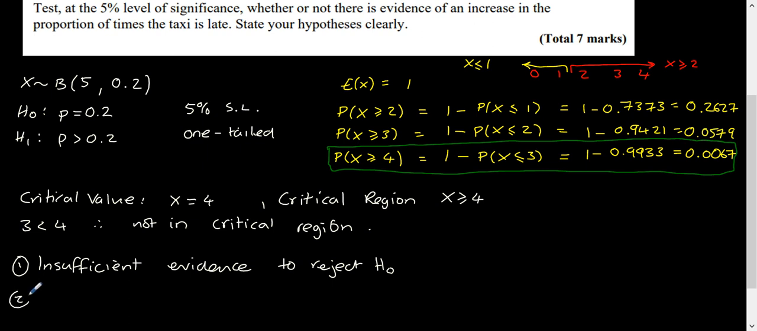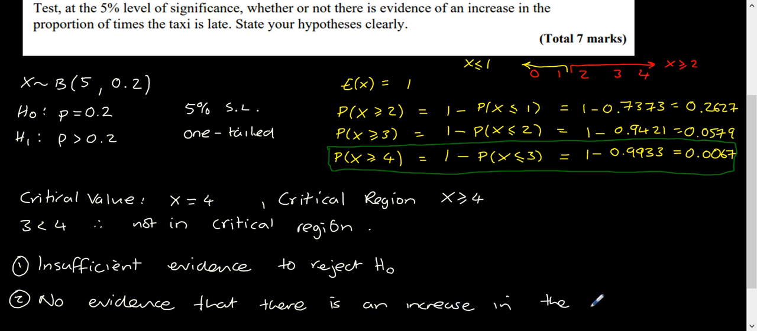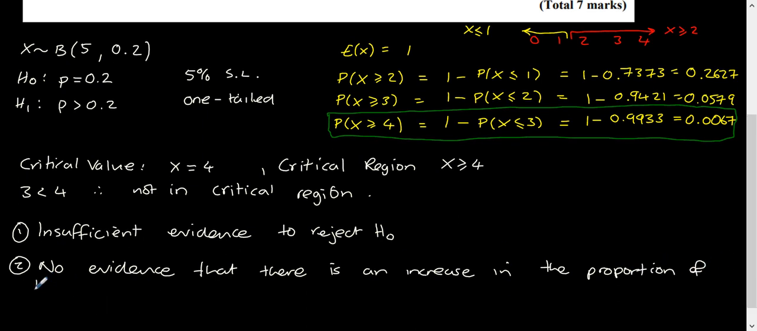And then the second conclusion is the one in context, and we say there's no evidence that, and here's where you use the language from the question, remember, so no evidence that there is an increase in the proportion of times the taxi is late. And again, just lifting that language directly from the question.